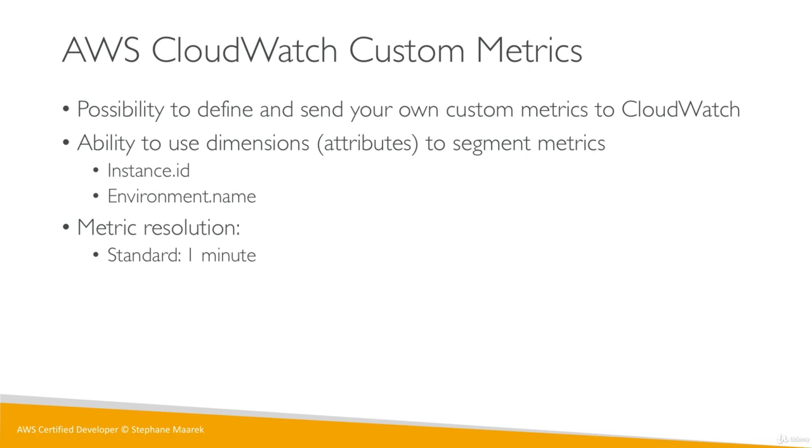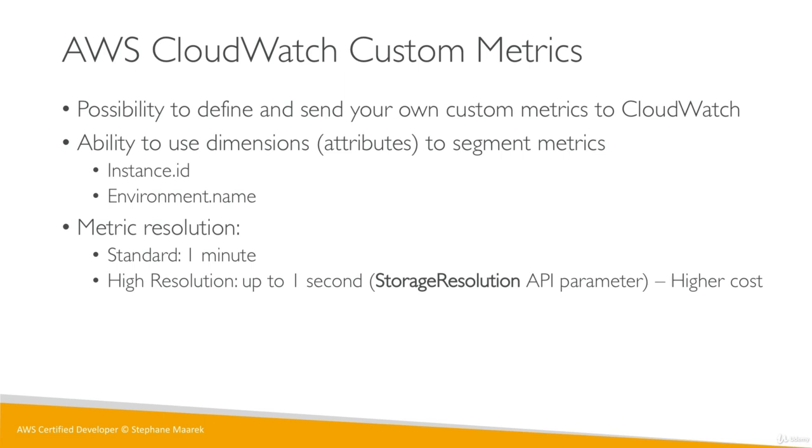But if you get a question in the exam saying, how about we want to get data every 10 seconds, the answer is you need to enable high resolution custom metrics. And so you can go up to 1 second, meaning you can push a custom metric every second. Obviously this is going to be a higher cost because you push more data, but you can enable high resolution and get very fine-grained metrics. Now a bit more advanced, but it's nice to know: the API call parameter to enable high resolution is called StorageResolution, and you can go all the way down to 1 second.